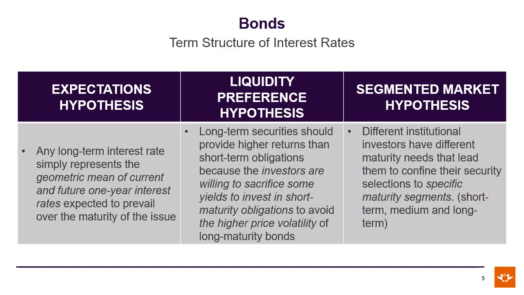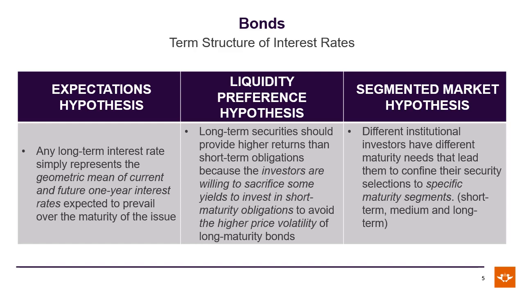Now there are different theories or hypotheses on the shape of the yield curve. The expectation hypothesis, that can be used almost to explain any shape, says that any long-term interest rate simply represents the geometric average of current and future one-year interest rates. So it's just a geometric average. So if you're looking at interest rates going up, then long-term interest rates will be higher than shorter-term interest rates because the geometric average would be increasing. If interest rates are going down, then the long-term average will be lower than short-term averages because, again, you are averaging out the previous year's interest rates.